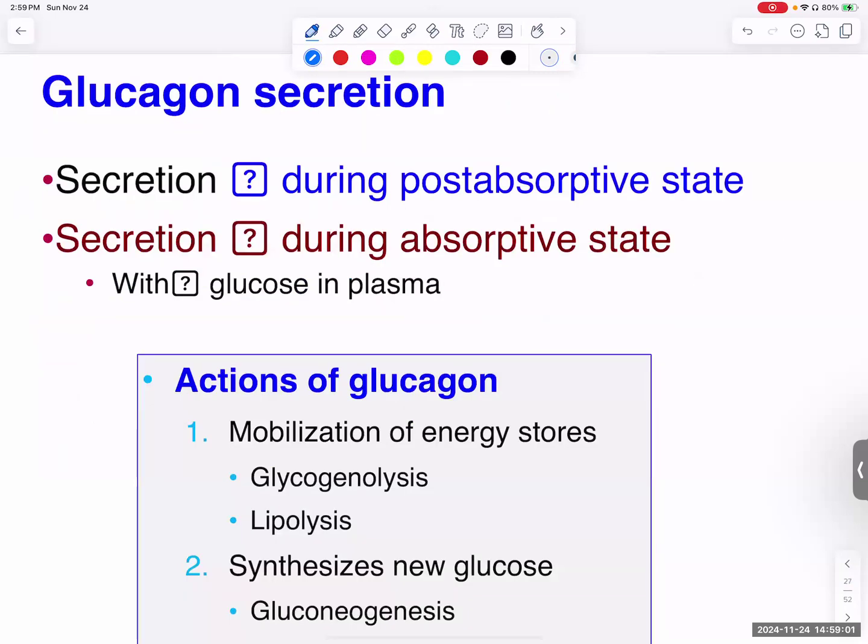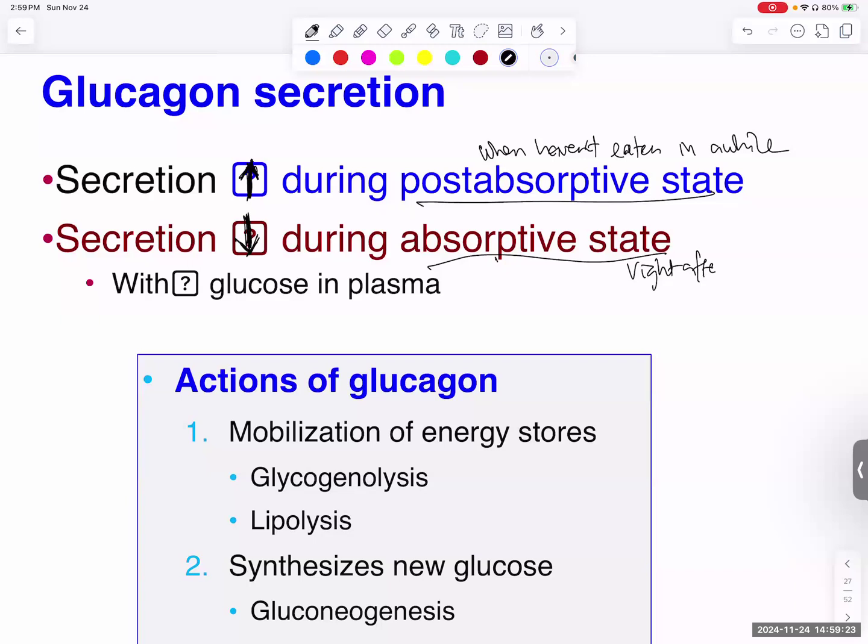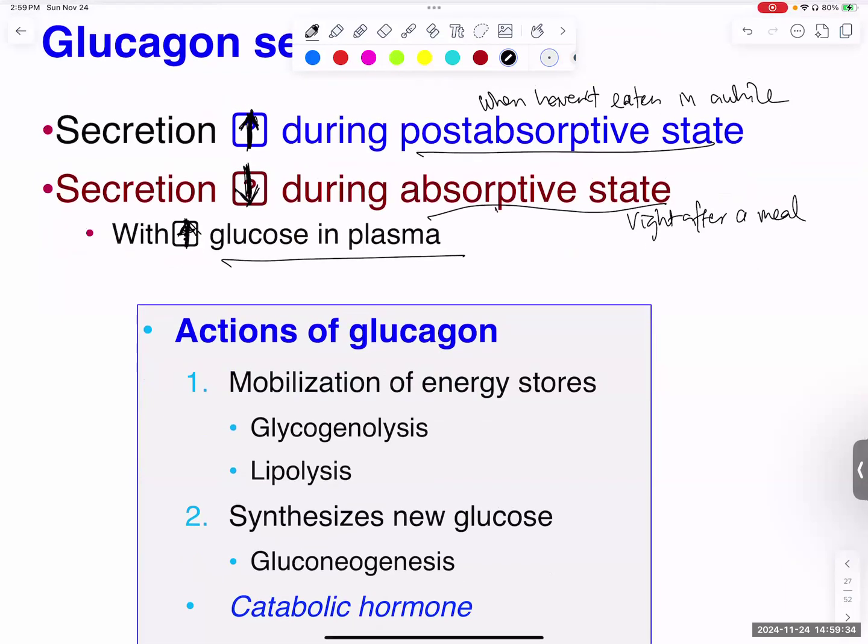Glucagon secretion is increased in the post-absorptive state. So post-absorptive, when you haven't eaten in a while. And it decreases during the absorptive state, which is right after a meal. So it's going to decrease with an increase in plasma glucose. Really what glucagon does is mobilize energy stores, right? It takes it out of storage.